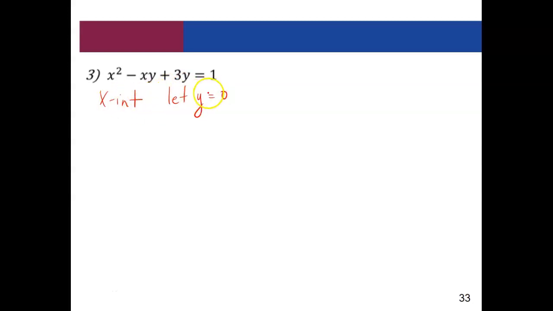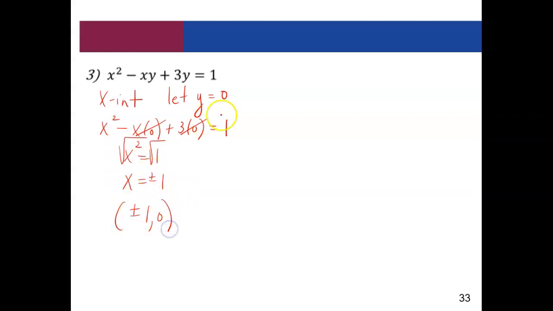I like to go ahead and write this out because it helps keep me organized with each step that I'm doing. So here I'm going to have x squared minus x times 0 plus 3 times 0 equals 1. So this is a case where I can see that this term and this term are going to go away when I make that substitution of 0, because 0 times anything is going to be 0. So I get x squared equals 1. So x is going to be, when I take the square root, plus or minus 1. So I'm going to have plus or minus 1 and 0.